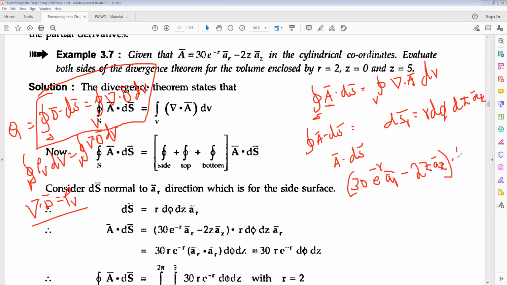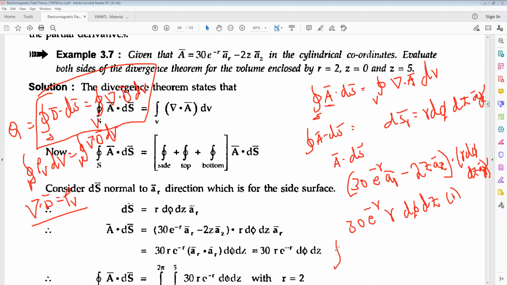Now the given function A bar is 30 e power minus r A r bar minus 2z A z bar. Dot product you can apply with r d phi dz. Now see, A r bar dot A r bar is equal to 1. The remaining term is 0. So 30 into e power minus r into r d phi dz, A r bar dot A r bar is 1. The second term is 0.